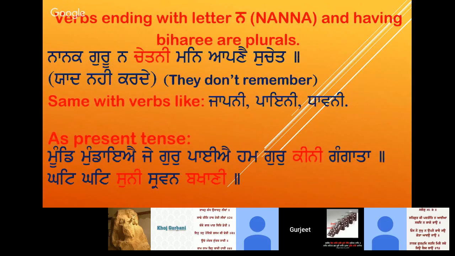So the verbs ending with the nanna and having a Bihari are plural. Nanak Guru na Chetani. Man apne suchet. So Chetani is a word that denotes plural. A lot of Sangat, or whosoever, people haven't done that. Same with the verbs like Japani, Paini, Tavani. They're all having a Bihari and they're all cases of plural verbs.